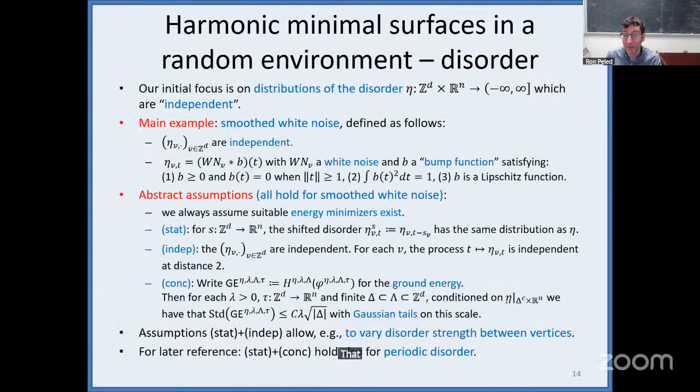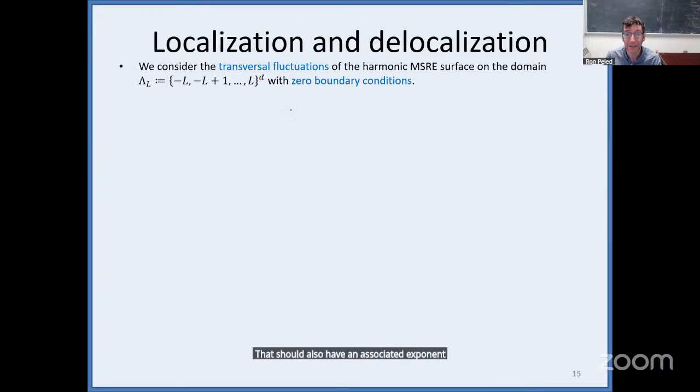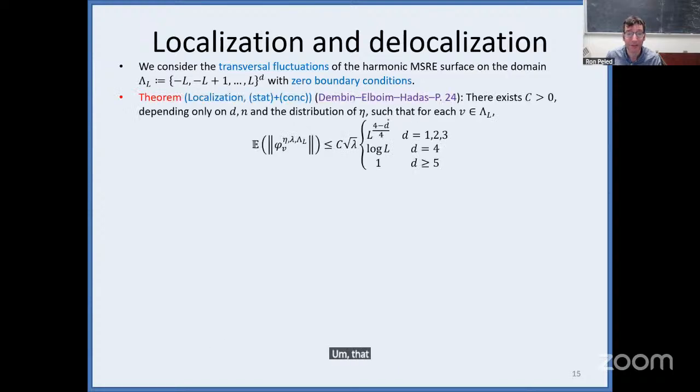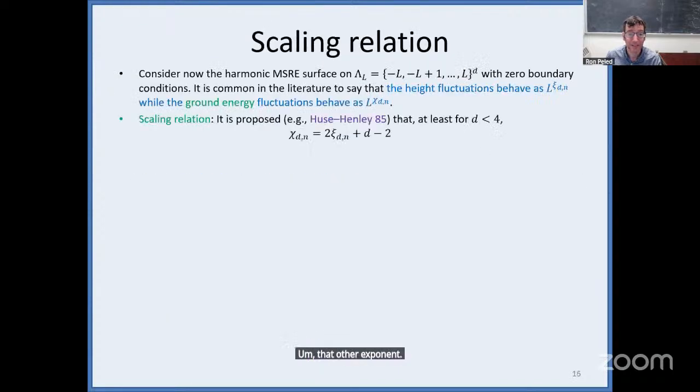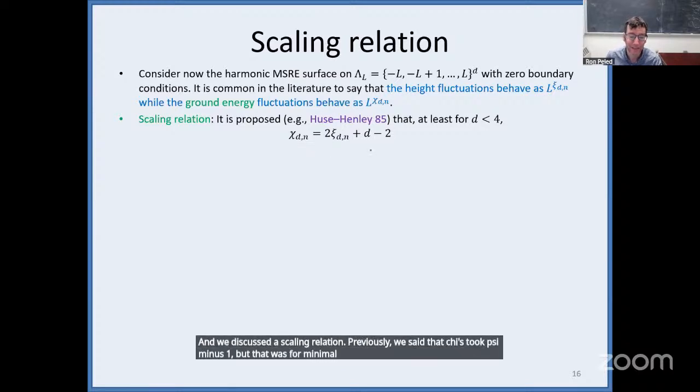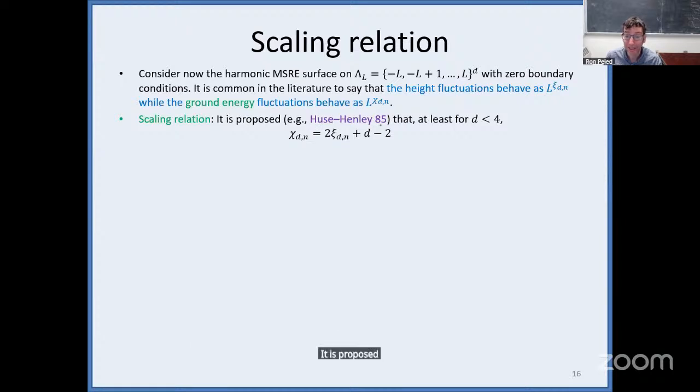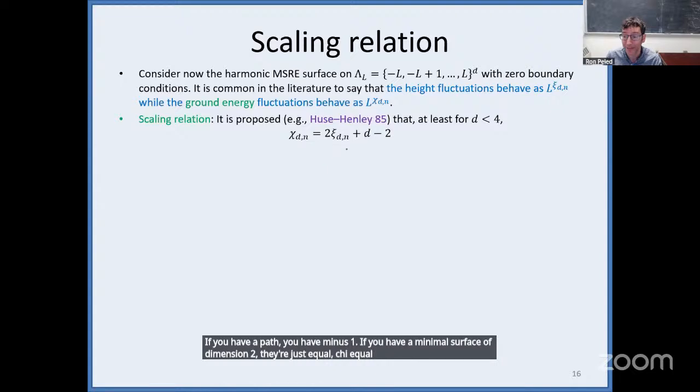That should also have an associated exponent. We call that other exponent chi. And we discussed a scaling relation. Previously, we said that chi is 2 psi minus 1, but that was for minimal paths. It is proposed, say by Huse and Henley in 85, that there is a relationship for any minimal surface, but it involves the dimension d. If you have a path, you have minus 1. If you have a minimal surface of dimension 2, they're just equal, chi equal to psi, and so on.